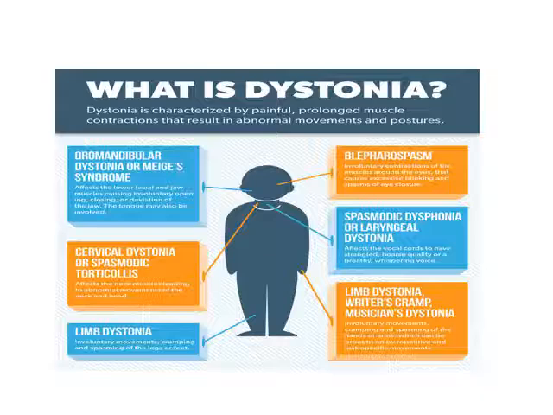We then have cervical dystonia or spasmodic torticollis. It affects the neck muscles, leading to abnormal movements of the neck and head. So it affects the neck muscles, causing abnormal movement of the head.